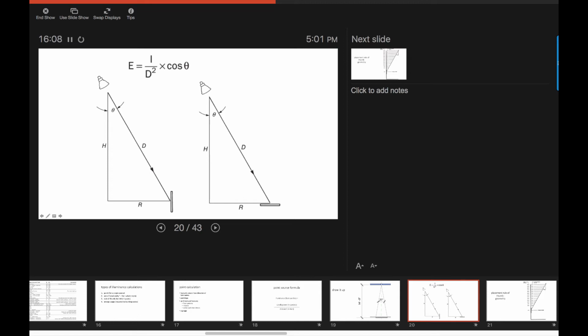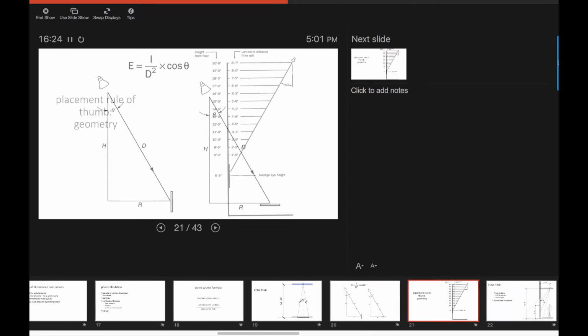And again, the basic formula is the same: the luminous flux divided by the distance squared, but now you adjust it for the cosine of theta, so the angle diminishes the amount of light landing on the surface.